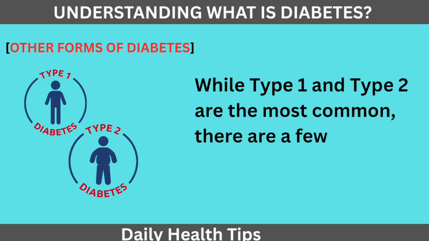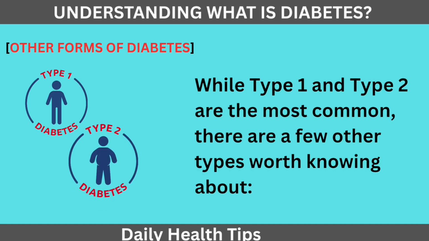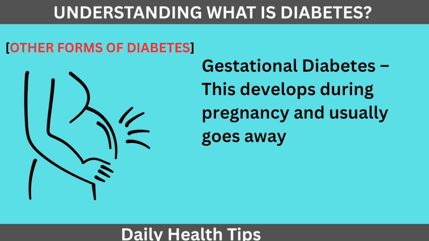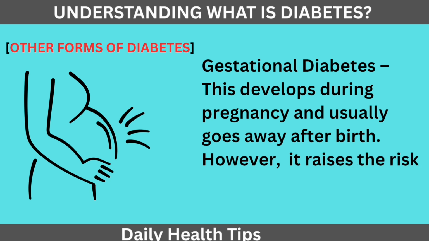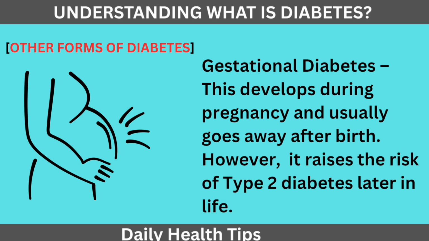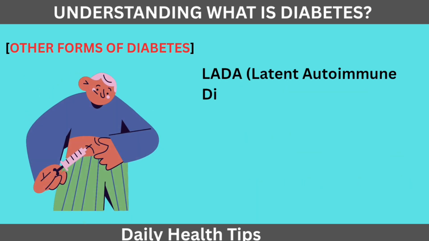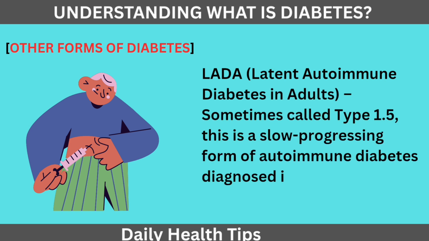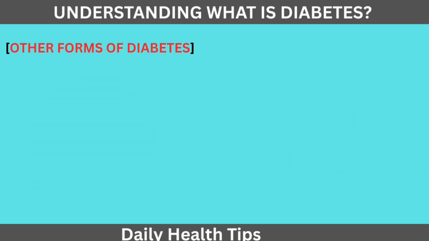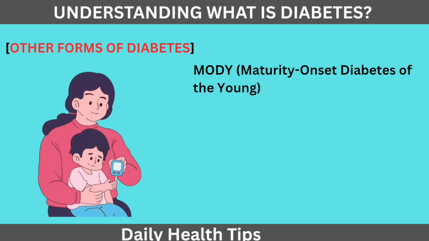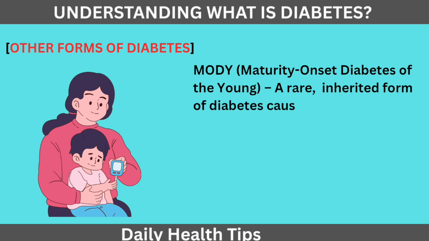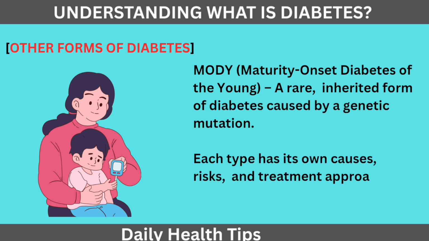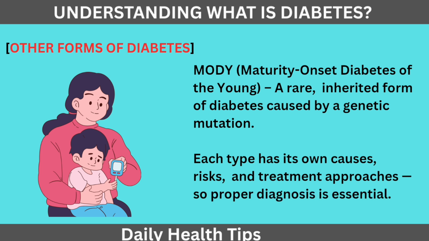Other forms of diabetes. While type 1 and type 2 are the most common, there are a few other types worth knowing about. Gestational diabetes. This develops during pregnancy and usually goes away after birth. However, it raises the risk of type 2 diabetes later in life. LADA, latent autoimmune diabetes in adults. Sometimes called type 1.5, this is a slow-progressing form of autoimmune diabetes diagnosed in adults. MODY, maturity-onset diabetes of the young. A rare, inherited form of diabetes caused by a genetic mutation. Each type has its own causes, risks, and treatment approaches, so proper diagnosis is essential.